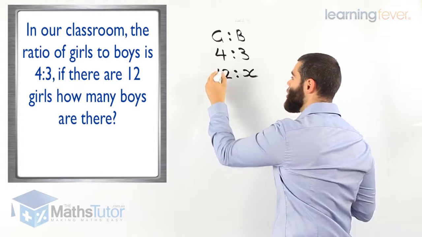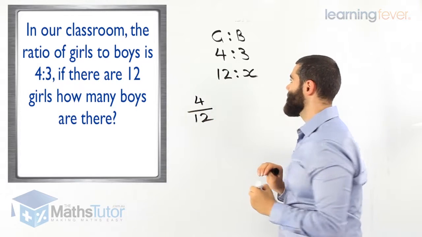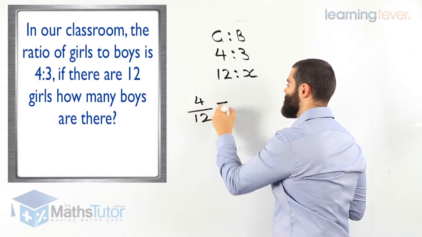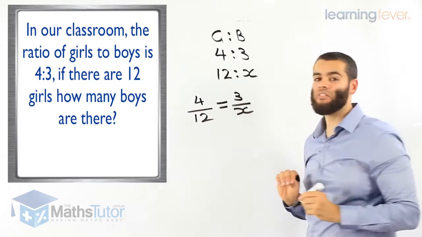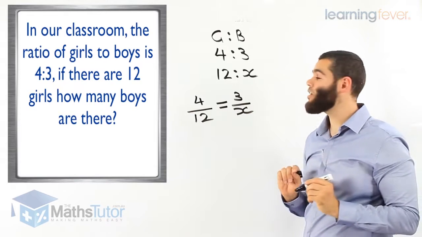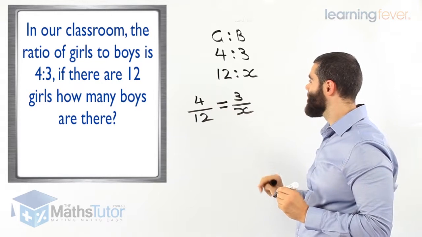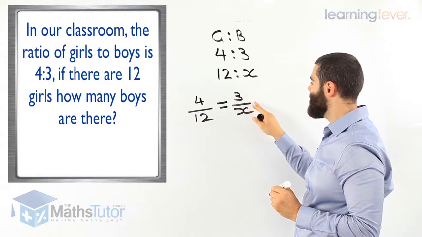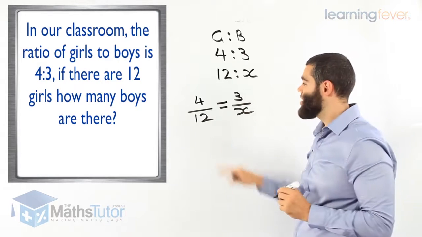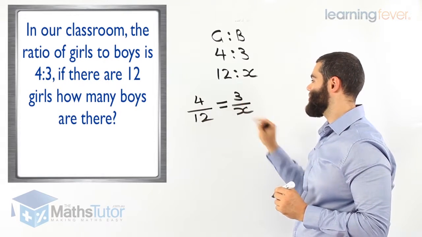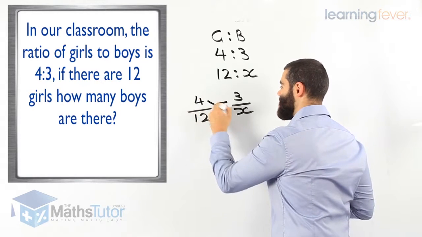We go 4 over 12 equals 3 over x. X is missing. We don't need to find what x is. 4 over 12, there it is, equals 3 over x. X is going to be missing. We have a fraction equals a fraction. What we do now, we actually cross multiply.